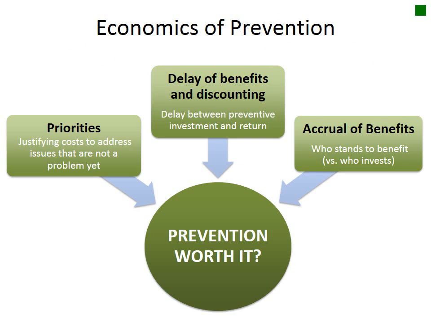So some things to consider when we think about the economics of prevention, or what are the priorities? So justifying the cost to address issues that are not a problem yet. So sometimes it's hard to come up with policies where if you're not obese, we don't need to have anti-obesity programs. But of course, we know that that's obviously contrary. But in a political sense, that could also be a dangerous political game that legislatures have to play.